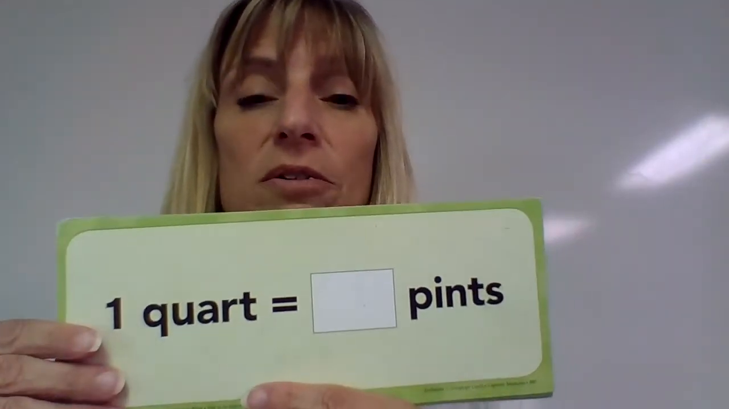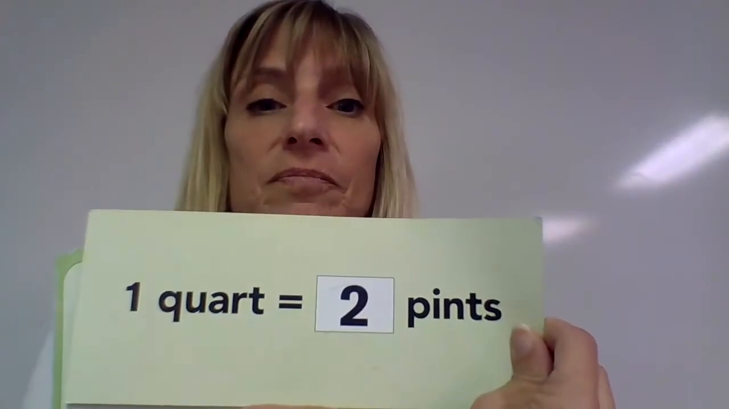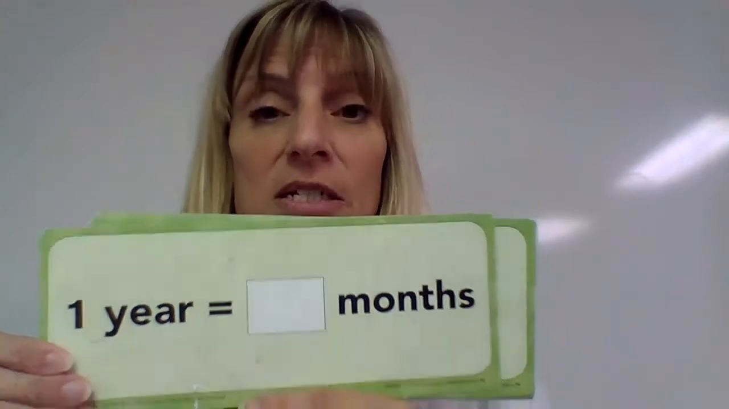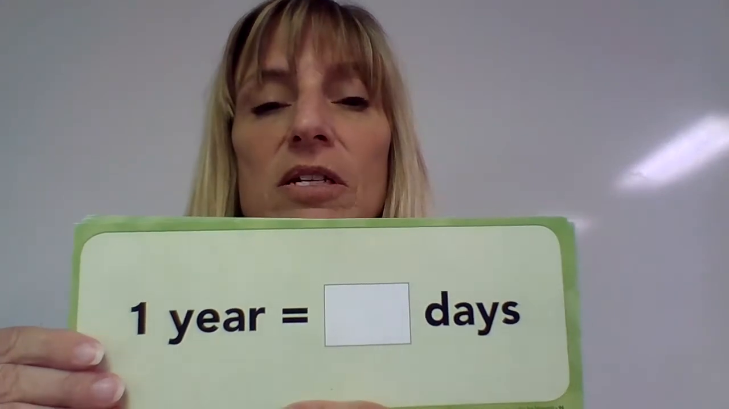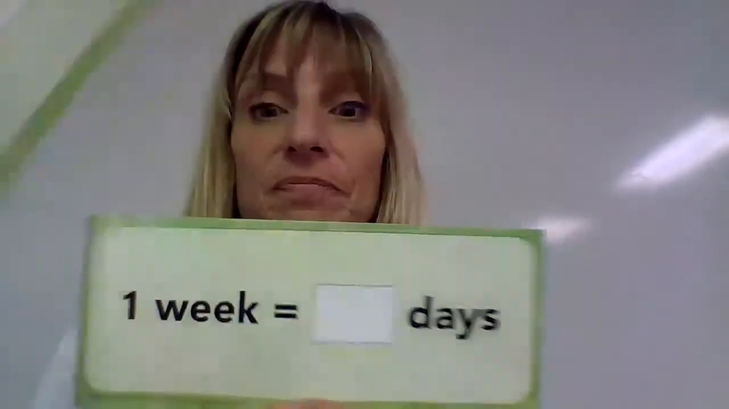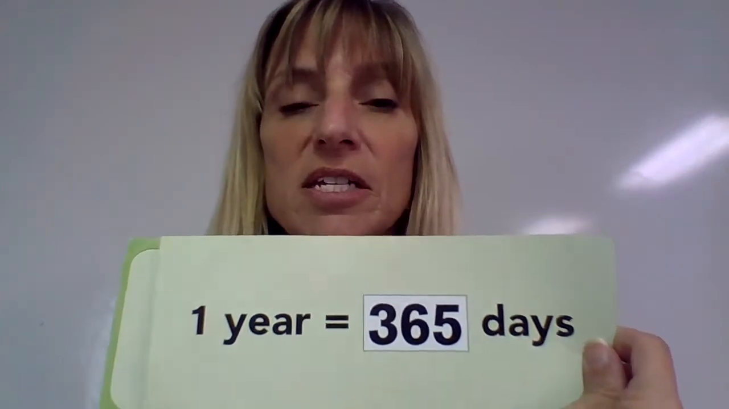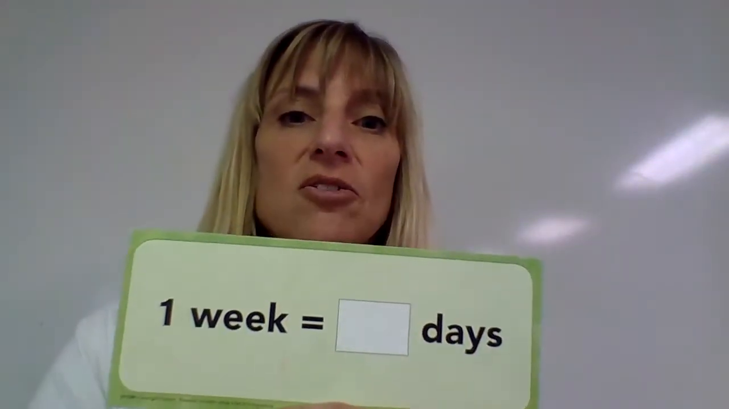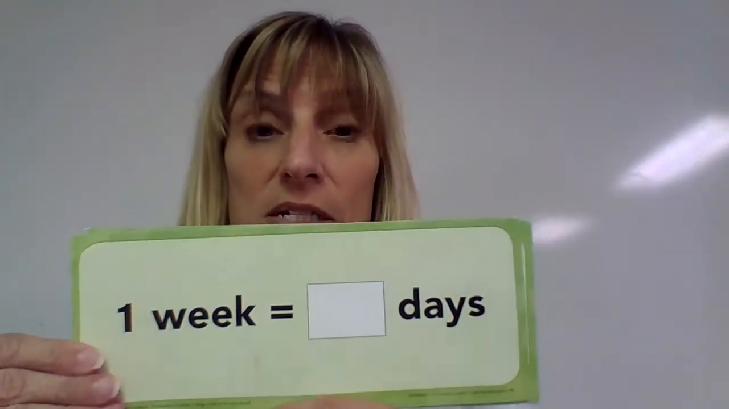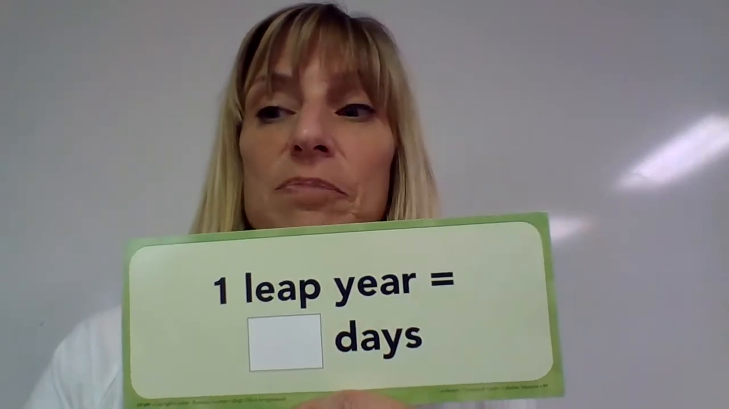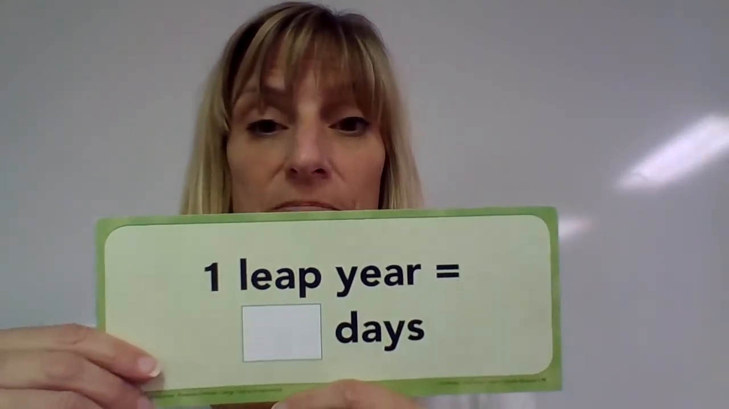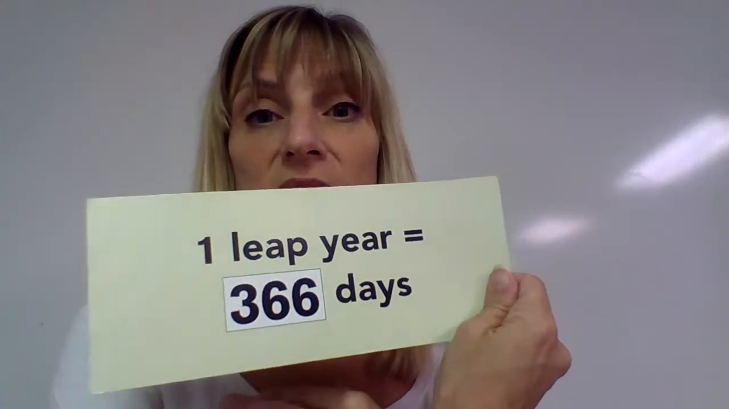How about this? 1 quart equals 2 pints. 1 year equals how many months? 12 months. 1 year equals how many days? 365 days. 1 week equals how many days? 7. And 1 leap year equals how many days? 366. Yay! Good job, everybody.